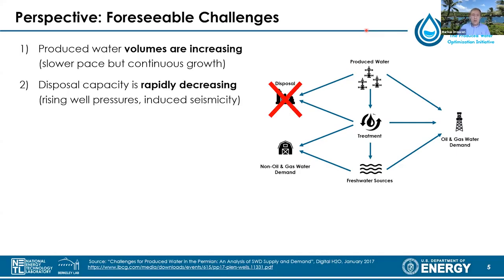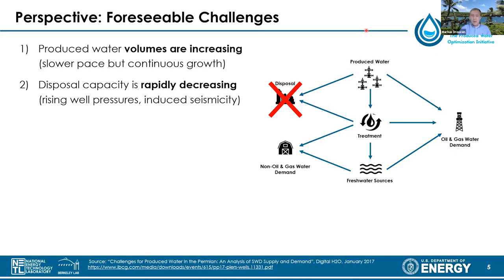The second one, and this could be a major shift, is that disposal capacity, the way it's been available in the past, will likely not be as accessible anymore. The formations that organizations have been injecting into are starting to become full. They can't take any more water. Also, produced water disposal has been associated with seismic events, so earthquakes. So for a number of reasons, that option is going to become less of a path forward. It's not going to go away, so I'm exaggerating with my red cross here, but it is going to become less available.